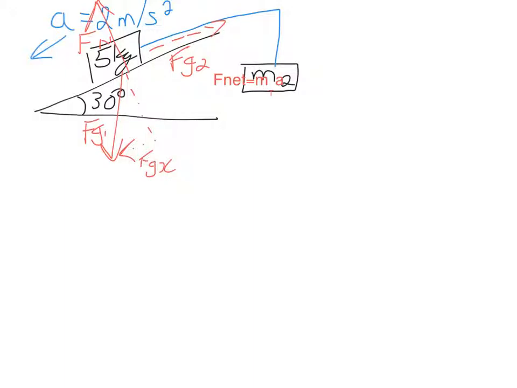Okay, so let's see if we can work with some of this again. So we've got F net equals MA, and we've got F net equals FGX1, FGX minus FG2.